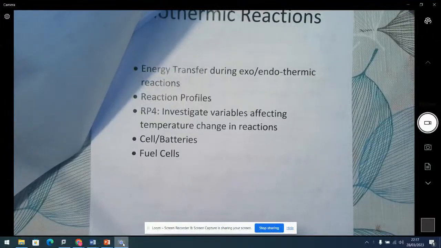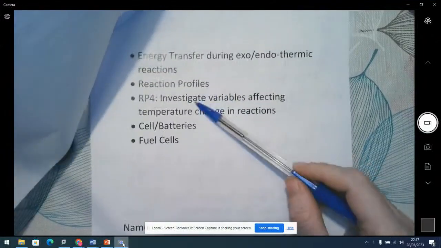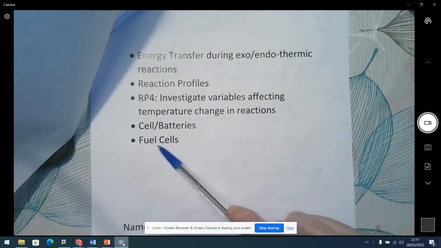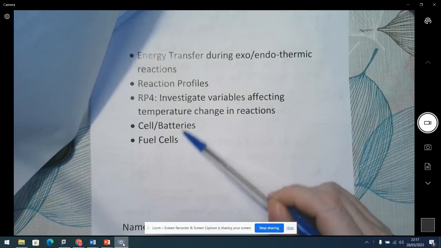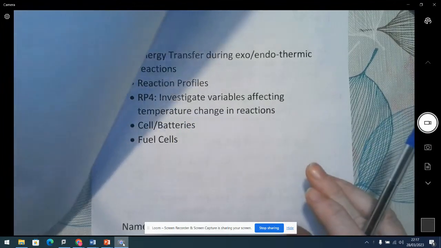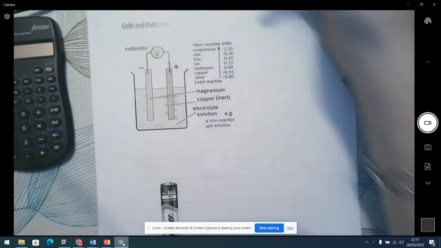I wanted to take you through the second part of my exothermic and endothermic reactions booklet. This time we're going to look at cells and batteries and fuel cells. I do want to point out this was actually removed from the paper last year, so you never know, it could potentially come up. So if you turn to this page here, which is all about cells.